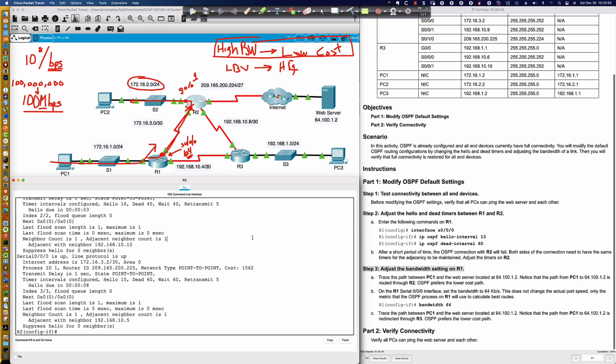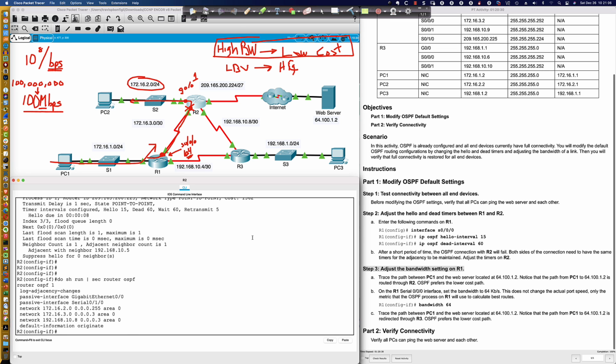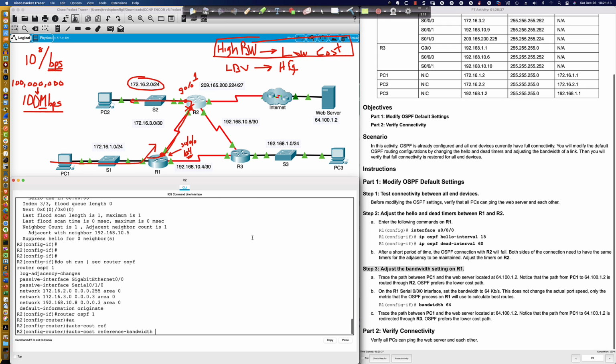So how do you change the auto cost reference bandwidth setting? Well, you go into router OSPF, and actually I don't even know if it's 1. So let's do show run section router OSPF, and it is router OSPF 1. And you're going to say auto cost reference bandwidth.